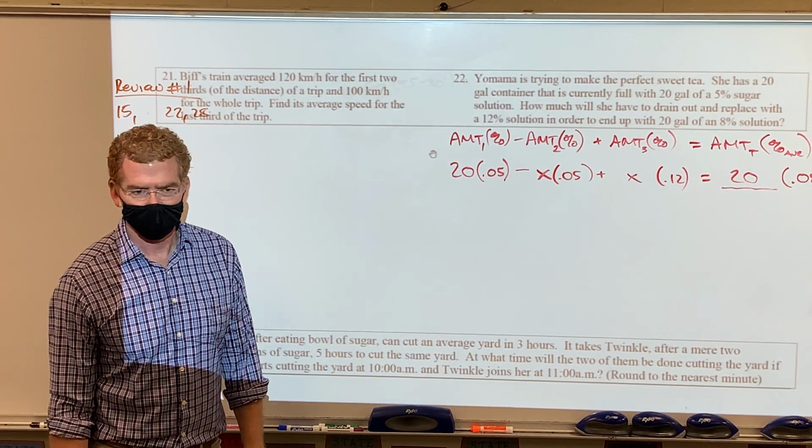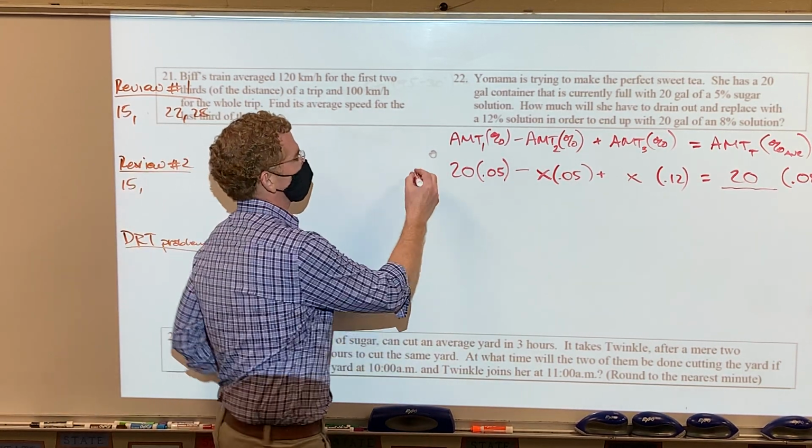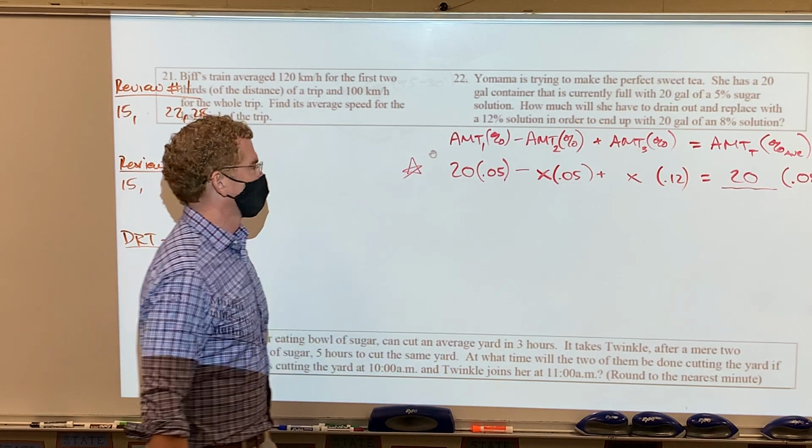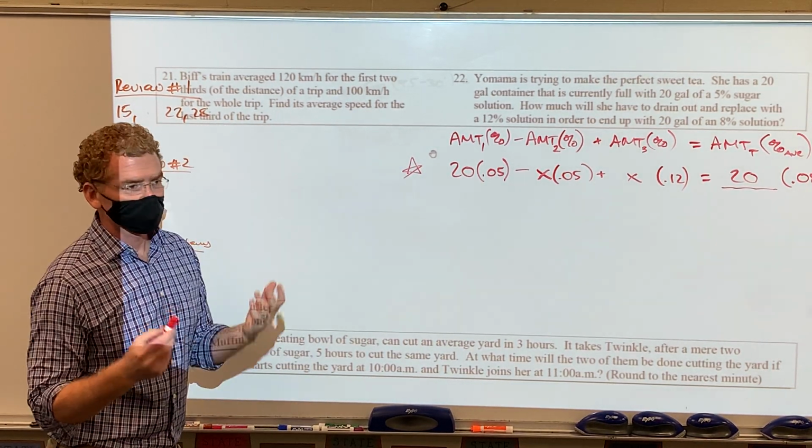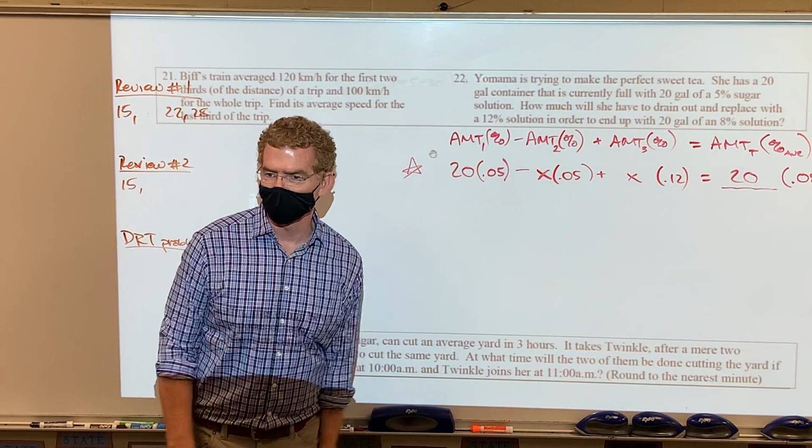Y'all with me? And a lot of times on a test, I'll say, set up what you would do. Well, you've done that. You've set it up. I don't need to see any more on a test. What would you do, though, if you were solving this?